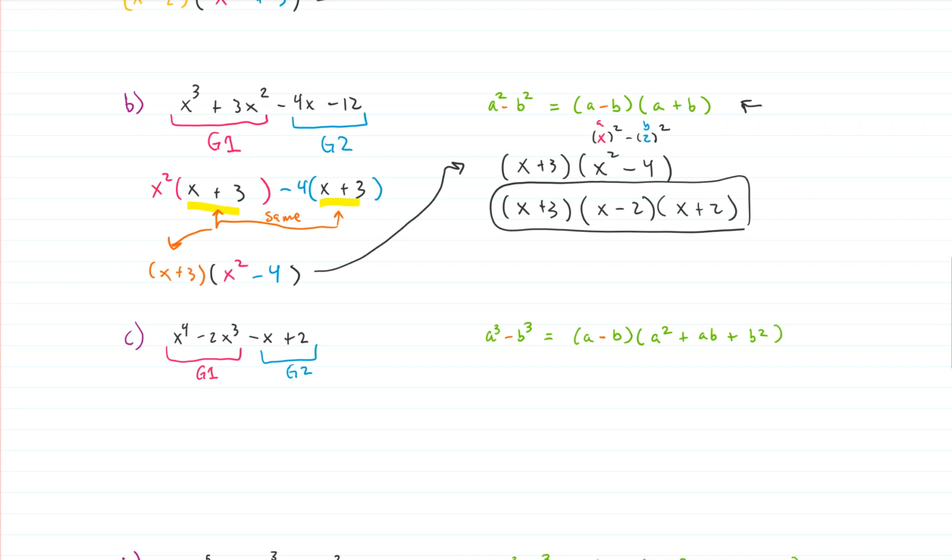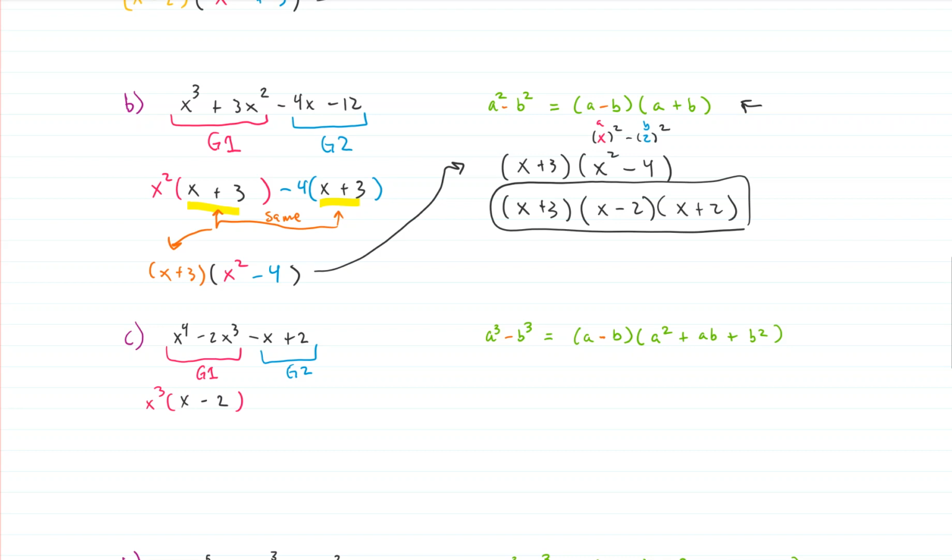So in group 1, we have x to the 4th. So the polynomial, by the way, is x to the 4th minus 2x cubed minus x plus 2. And we need to factor that by grouping. So in the first two terms, what's common is an x cubed. Let's pull out an x cubed. And what's left over? An x minus 2.